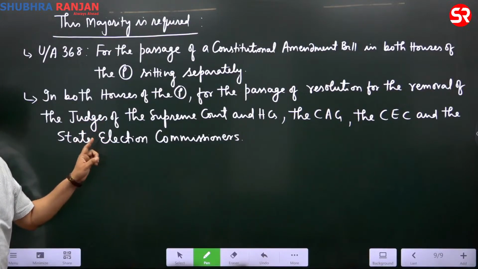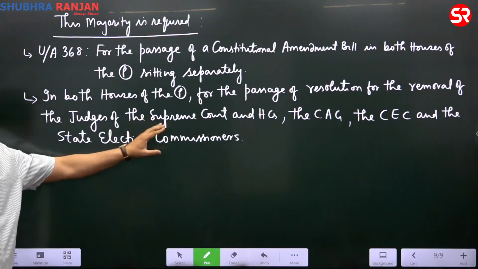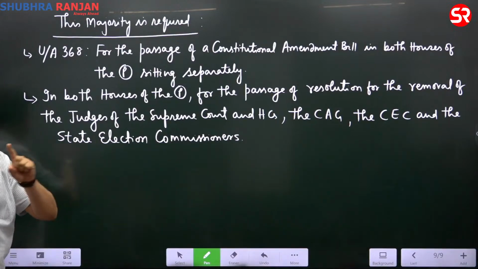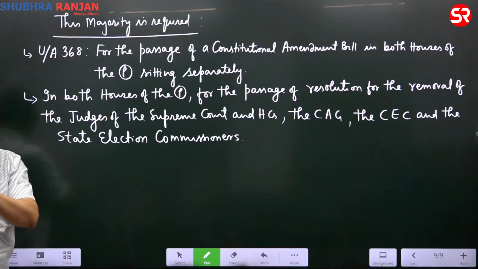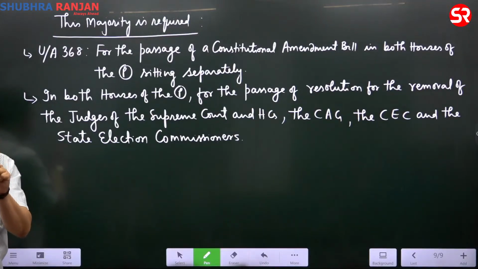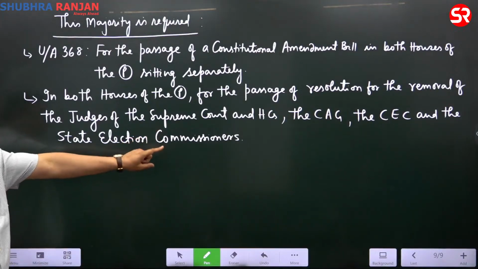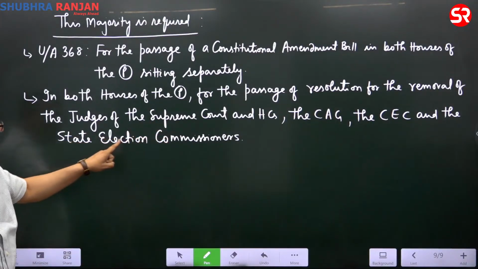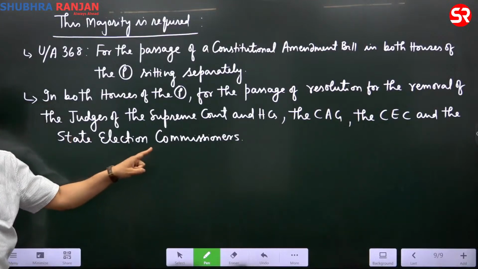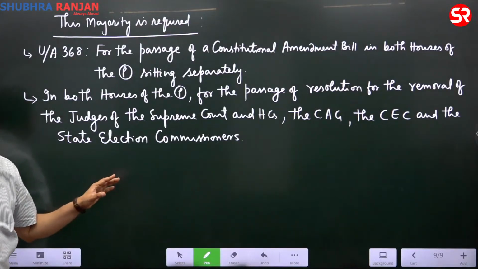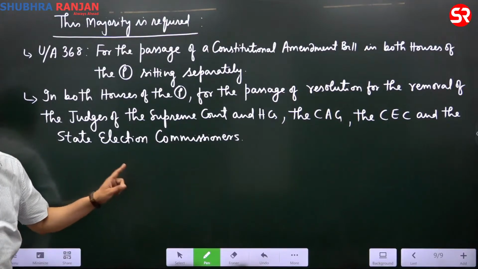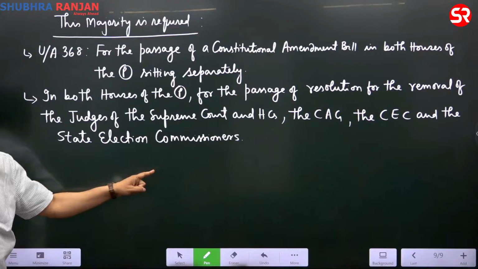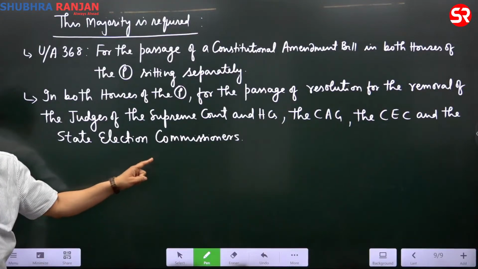So, you see that to remove these constitutional officers, the resolution has to be passed by both the houses of the parliament sitting separately. Then only the president can remove the judges of the Supreme Court and the High Courts, the CAG, the Chief Election Commissioner, and the State Election Commissioners. The State Election Commissioners are appointed in the respective state by the governors to conduct the local bodies elections, the panchayat elections, the municipality elections.